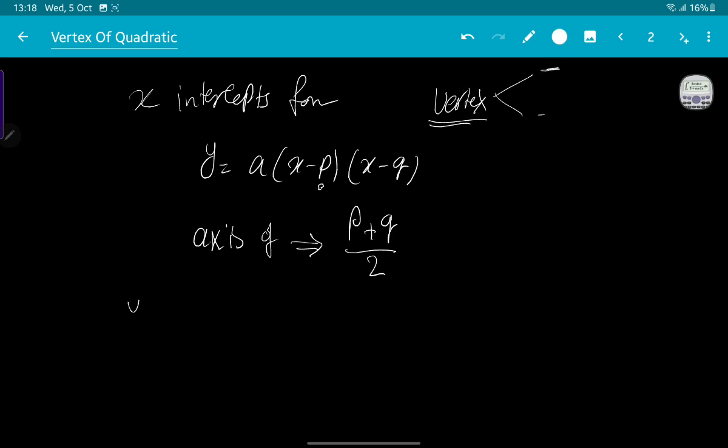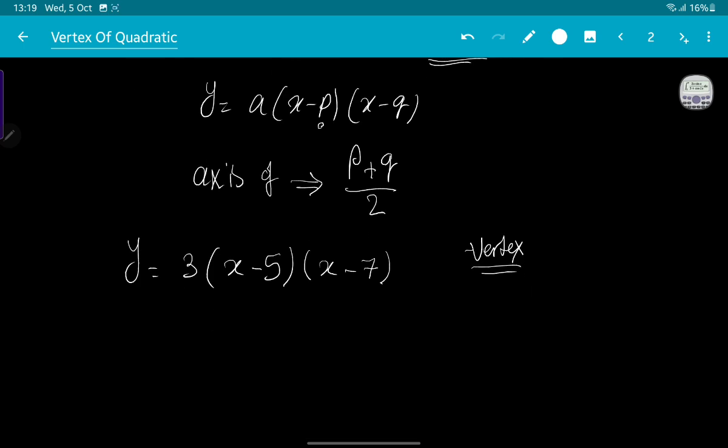You need an example. Y equals 3(x minus 5)(x minus 7), and you need to find the vertex. How to find the vertex? The axis of symmetry first. How to find it? Take each one from the bracket with the opposite sign, and this will give you 5 and this will give you 7. Add them: 5 plus 7 over 2, the answer will be 6.